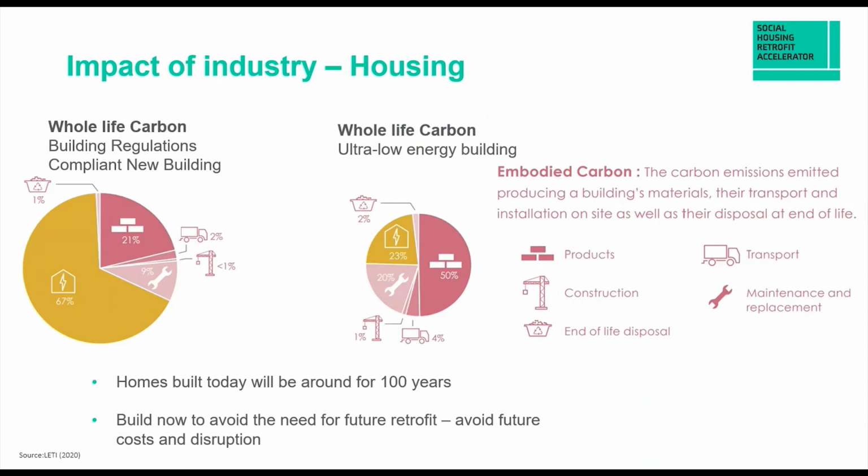And just to go a little bit more into the detail of this, on the pie chart on the left, there's a breakdown of the whole life carbon of a medium residential building built now, in compliance with current building regulation. So the yellow part of the pie is the in-use operational emissions. So your heating, hot water, ventilation, lighting. It is by far the highest chunk of emissions, something around 75% perhaps.